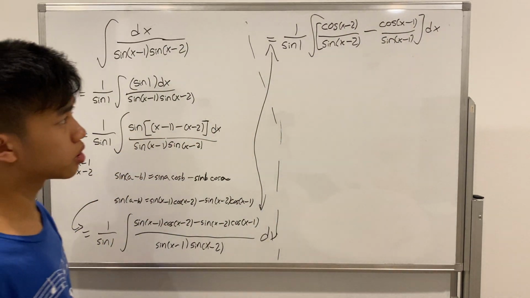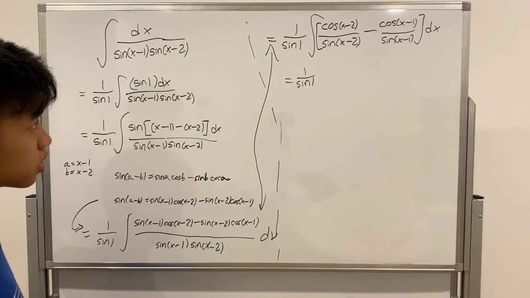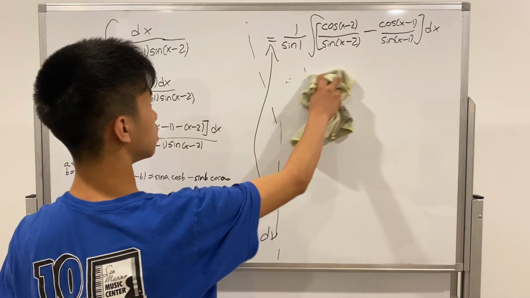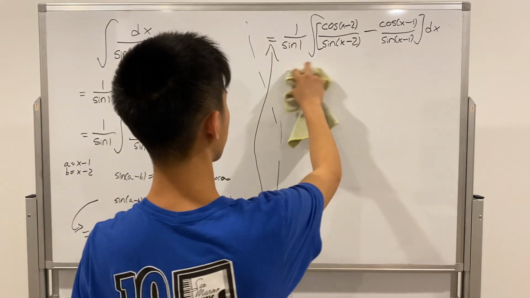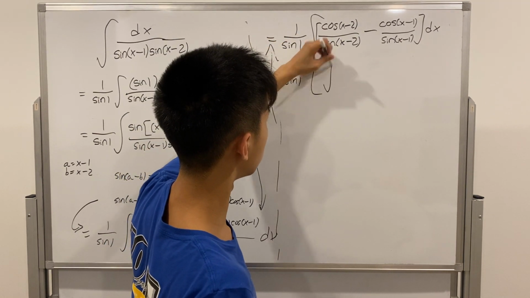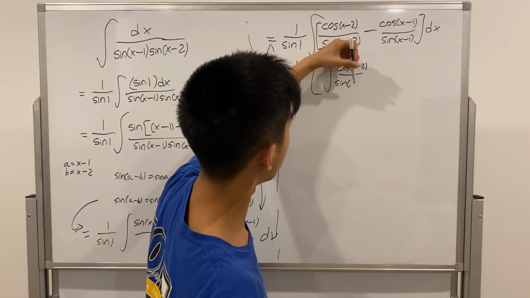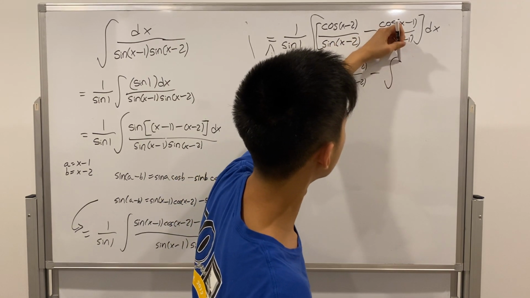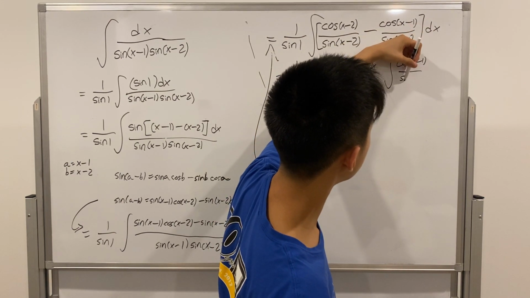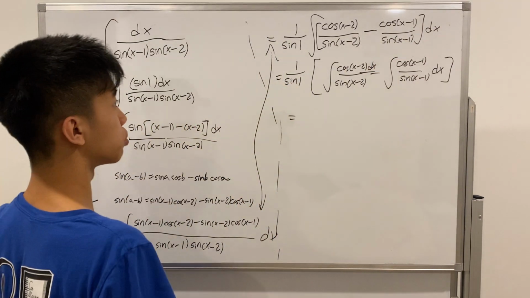Now you can probably tell what direction this integration technique is going, but if not, feel free to keep on watching. Here we can do two u substitutions. First of all, let me just split up this integral. So we now have 1 over sine 1 of the integral of cosine x minus 2 over sine x minus 2 minus the integral of cosine x minus 1 over sine x minus 1 dx. Now we can do multiple u substitutions.